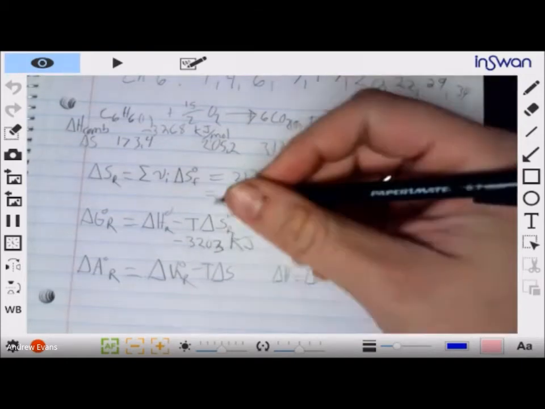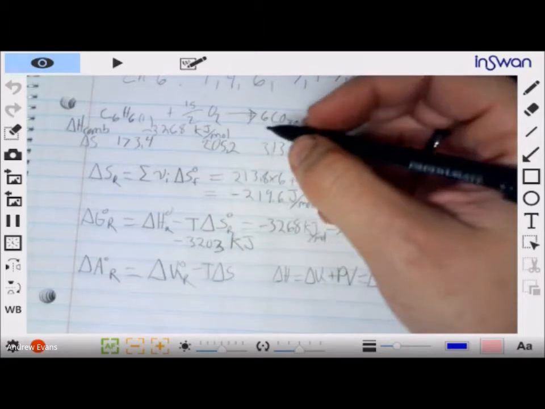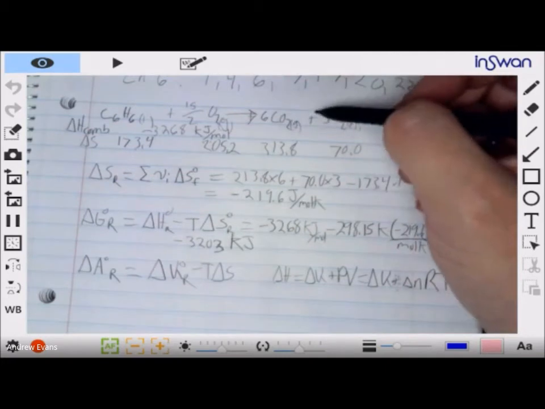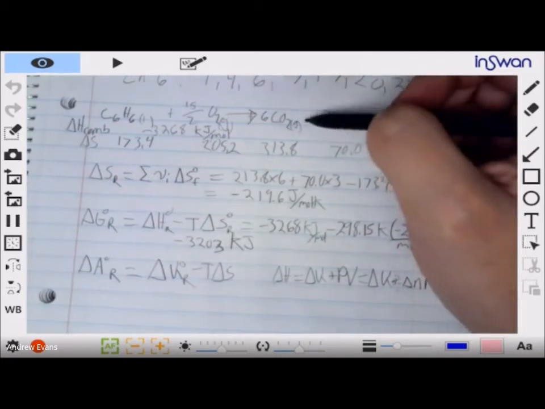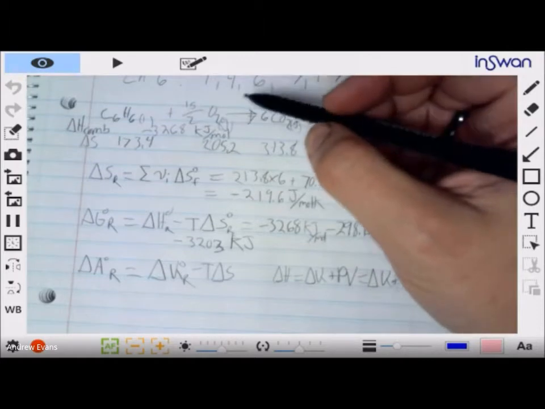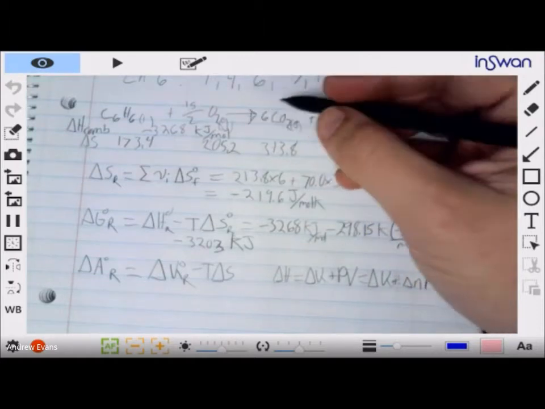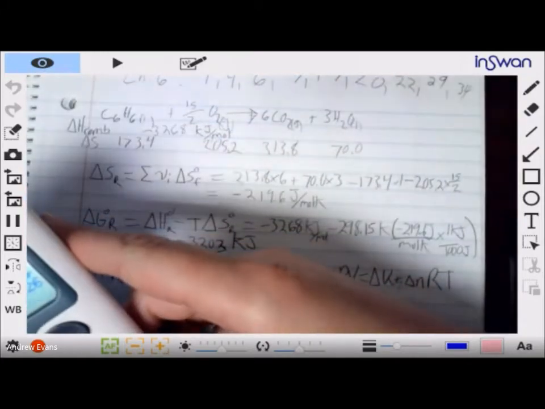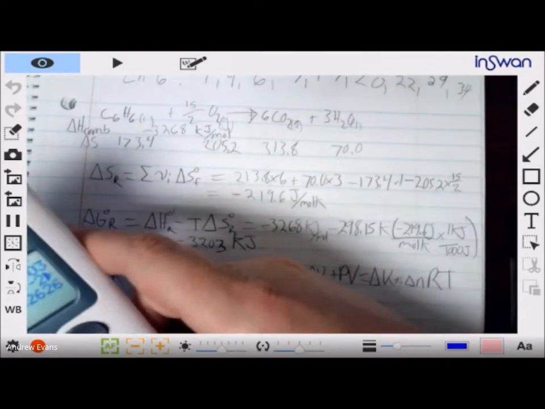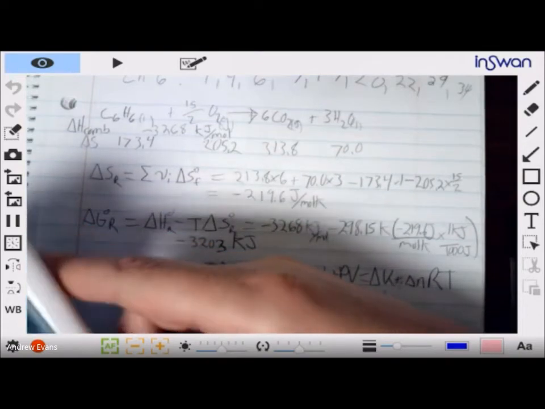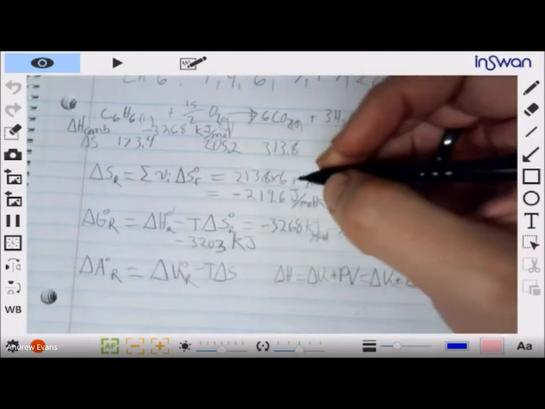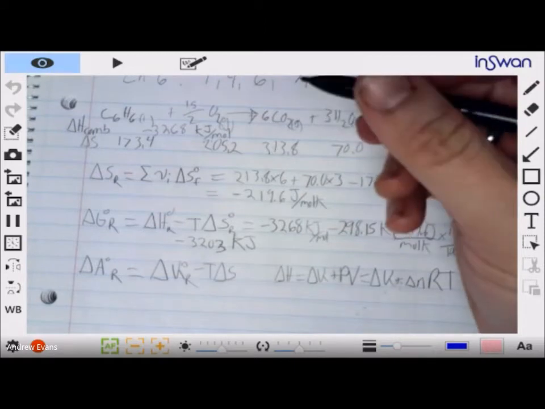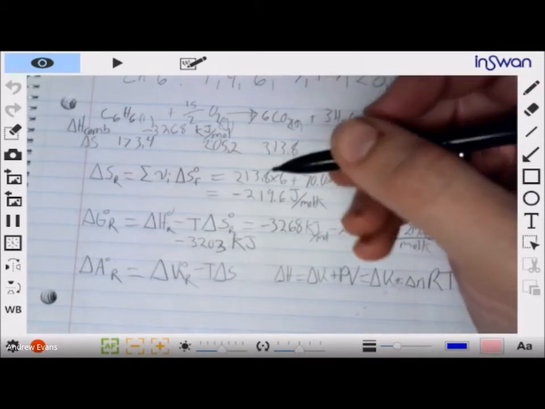Watching out for our units. The important thing to note is how many gas molecules do we have in this equation? Well, water is a liquid. Benzene is a liquid. So what we have is 6 moles of CO2 coming from 15 halves moles of oxygen. So 6 minus 15 halves leaves us with delta n equal to negative 1.5. R is just our 8.314, and temperature is 298.15 Kelvin.